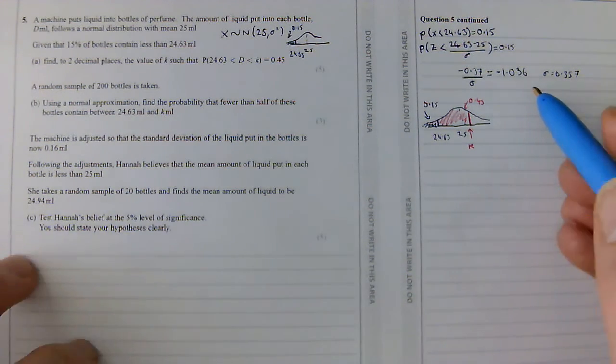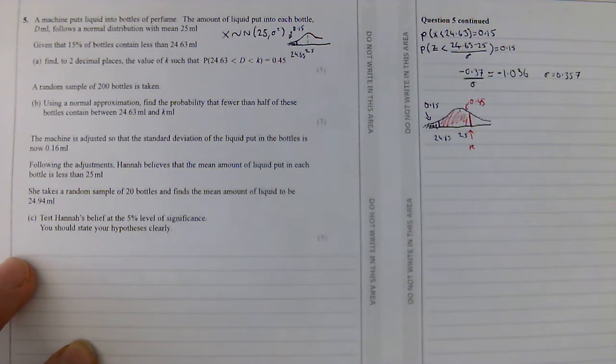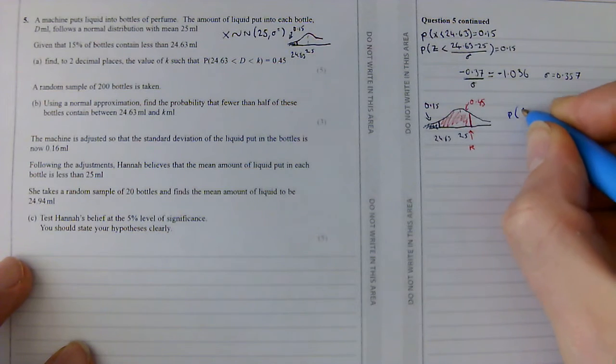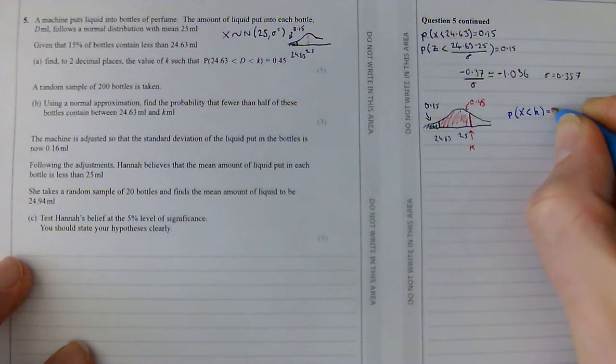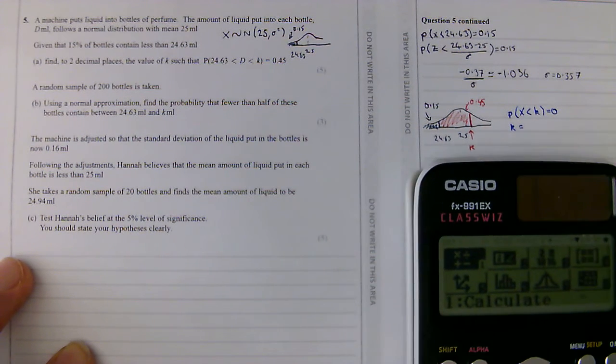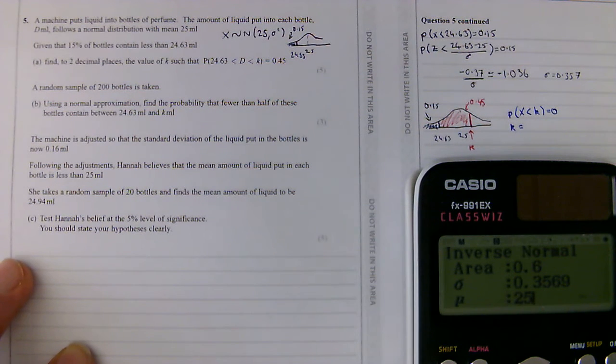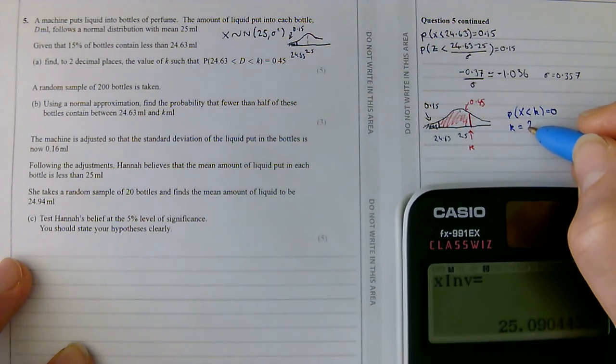We need to recognise then that the total area to the left of k is 0.45 plus 0.15, which is 0.6. So I can say the probability that x is less than k is 0.6, and I can use my inverse normal function again. Going back to my distributions, menu 7, inverse normal, my area is now 0.6, my standard deviation is what I'd stored in A, and my mean is 25. I should get an answer greater than 25 here, and it gives me 25.09.